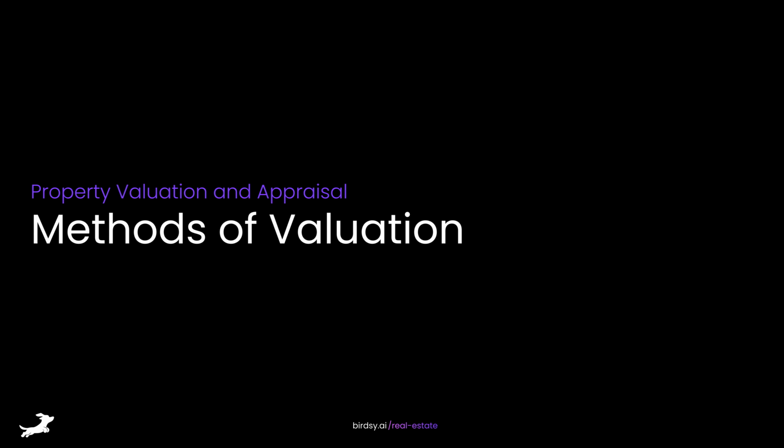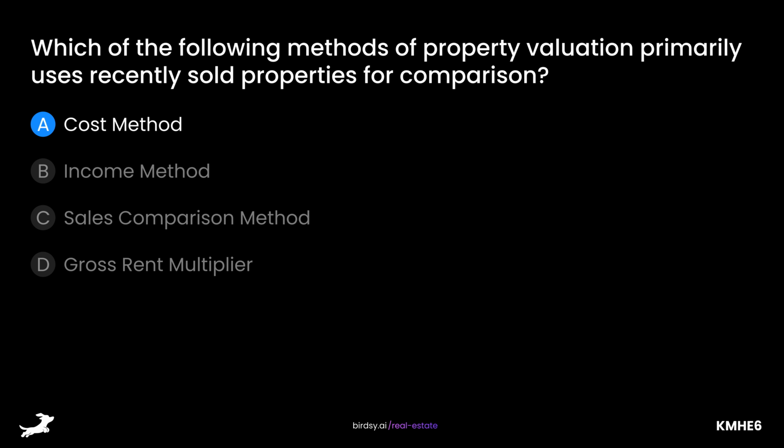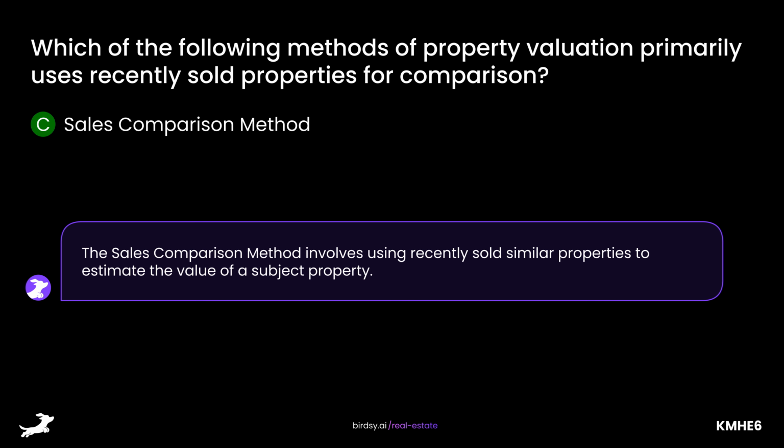Methods of valuation. Which of the following methods of property valuation primarily uses recently sold properties for comparison? Is it A, cost method, B, income method, C, sales comparison method, or D, gross rent multiplier? The answer is C, sales comparison method. The sales comparison method involves using recently sold similar properties to estimate the value of a subject property.